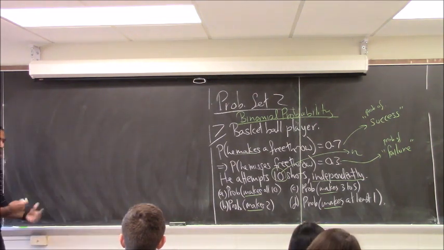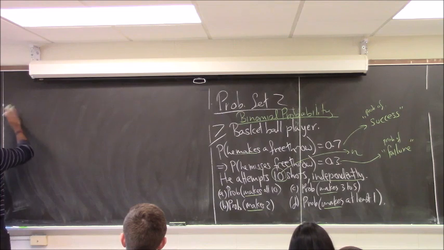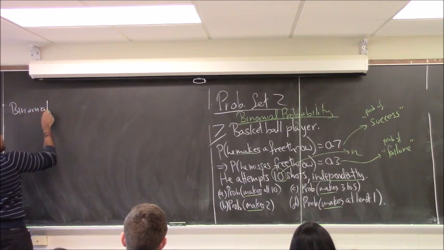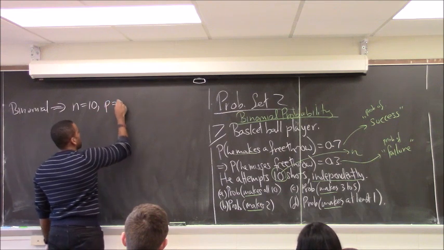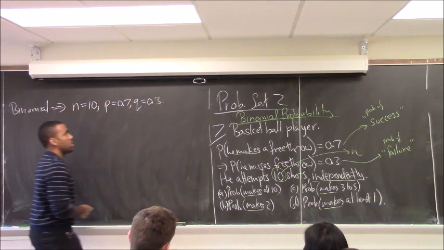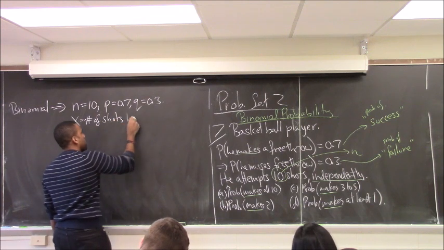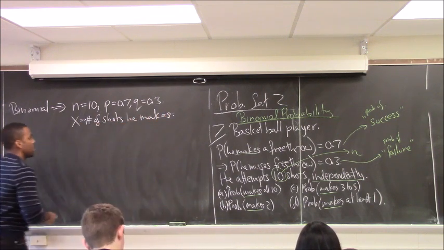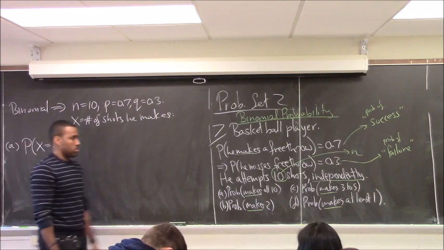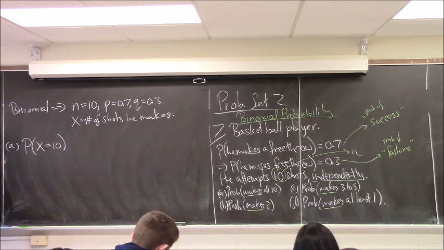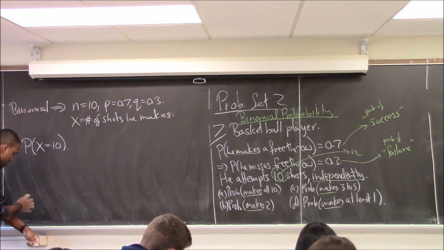So once I know that, oh, it's binomial, now I know exactly how to actually solve these problems. Because I know it's binomial, this automatically means I know the values of some of these variables now. N equals 10, my P equals 0.7, my Q equals 0.3, and if X equals the number of shots he makes, part A is actually asking me, what is the probability that X equals 10? So once I know it's a binomial probability, I know the values of all these variables, which I can figure out by reading.